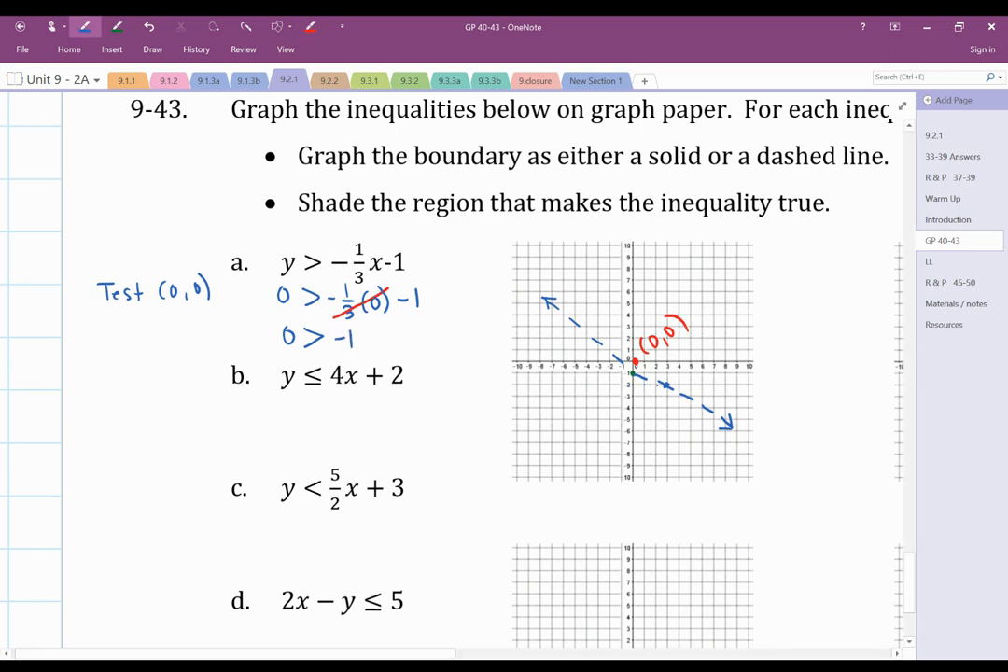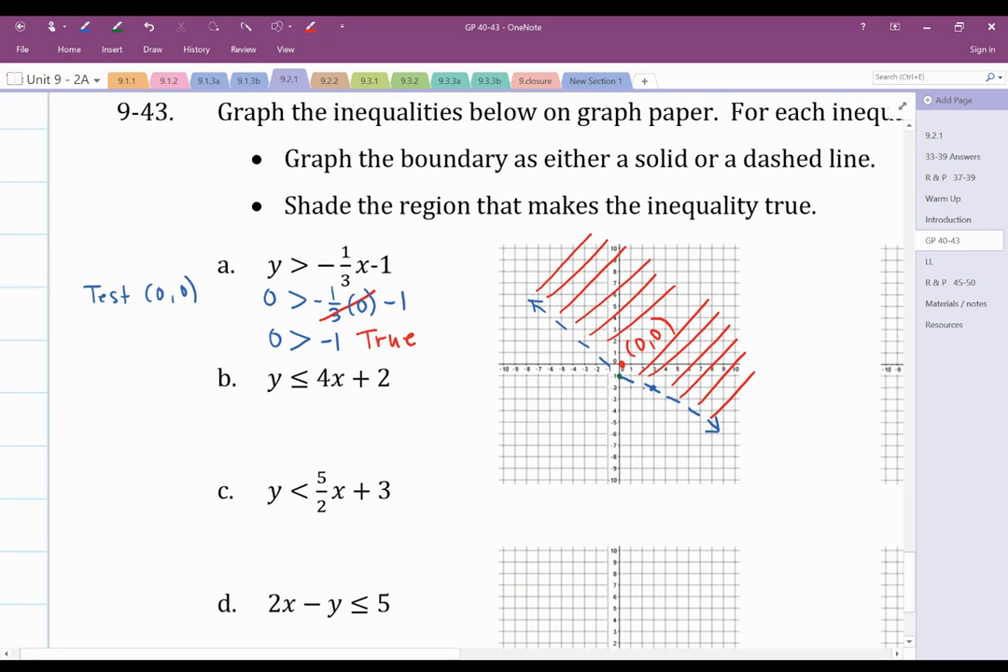Is 0 greater than negative 1? True or false? True. So where is our shaded portion? Is it above or below? So since 0 is above and when we test 0 it is true, our shaded part will be above or on the right, depending on how you perceive our line. It's above. Clear? Okay. Let's now go to letter B. So I will move.